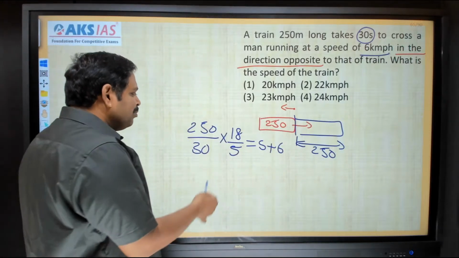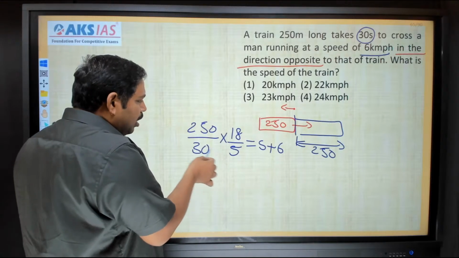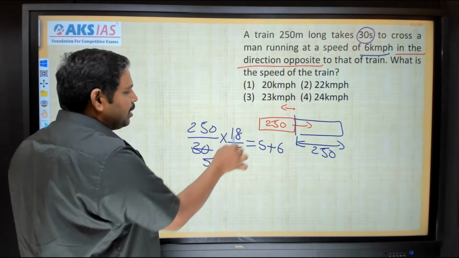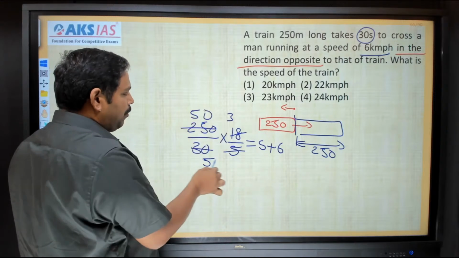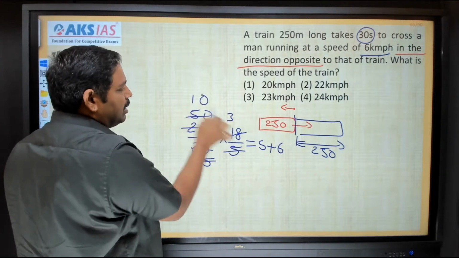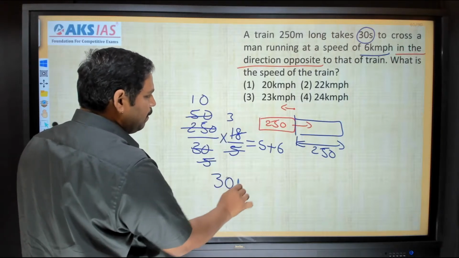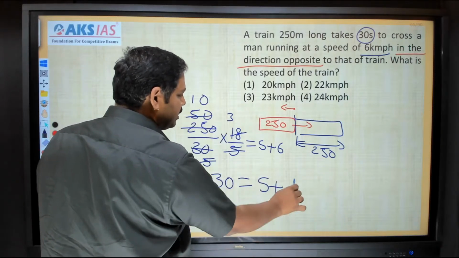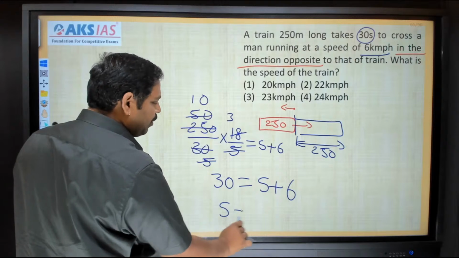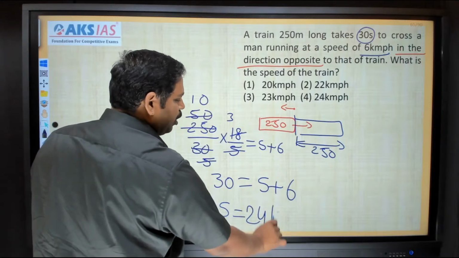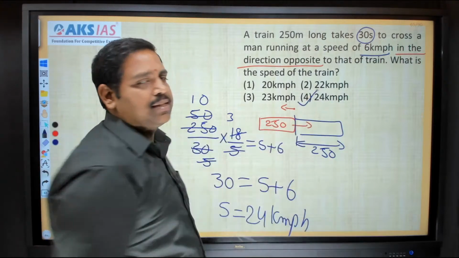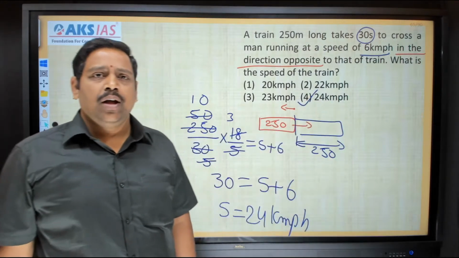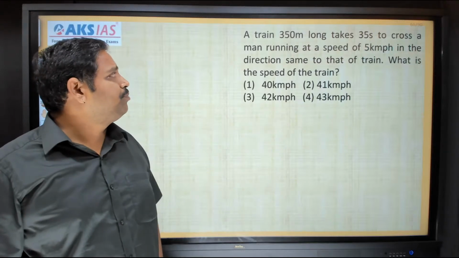Now let us simplify. 5 1s, 5 10s. 10 3s are 30. 30 is equal to S plus 6. So S is equal to how much? 24. 24 kilometers per hour is nothing but the speed of the train. That is which option? The fourth option is the answer. Hope you understand. Right, now let's see the next question.